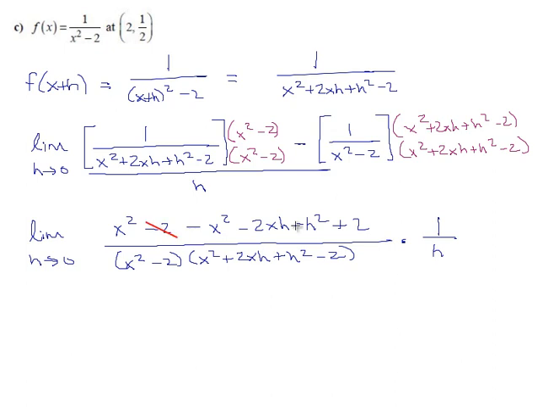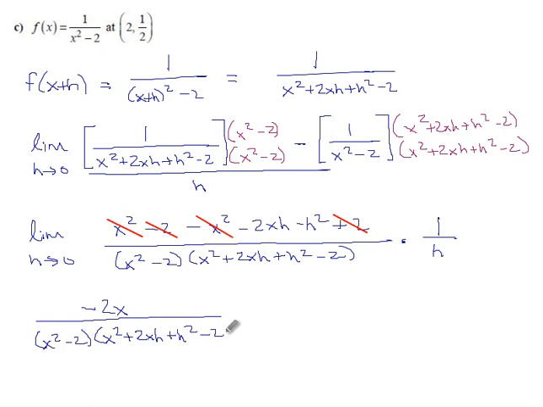Clean up. Minus 2 and plus 2 drop out. X squared and minus x squared drop out. And so we're left with minus 2xh divided by h is just minus 2x. Minus h squared divided by h is just h, which doesn't matter because h is going to go to 0, so that term just vanishes. All we get out of the top is minus 2x. And downstairs we have x squared minus 2 and x squared plus 2xh plus h squared minus 2.